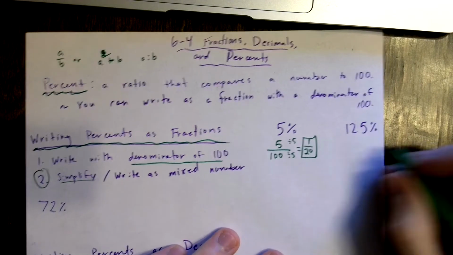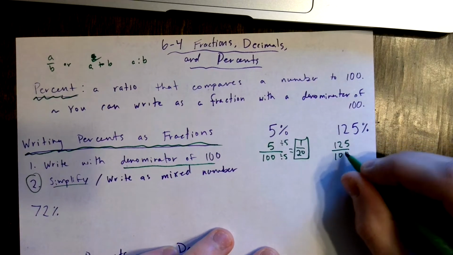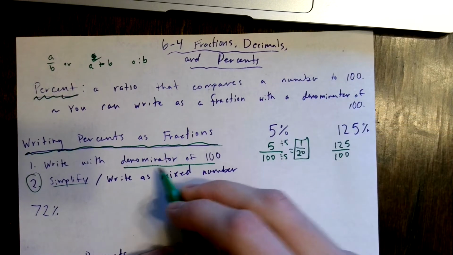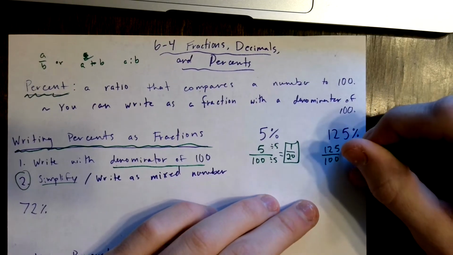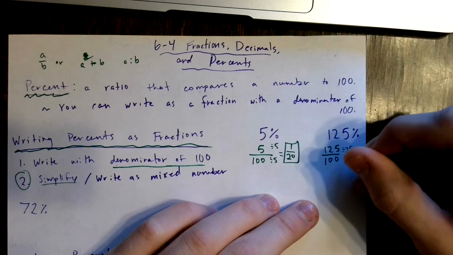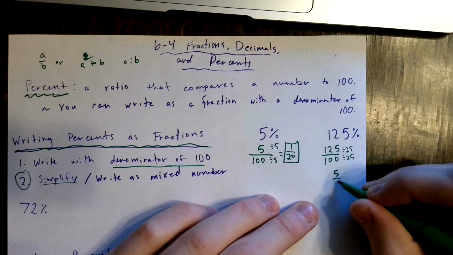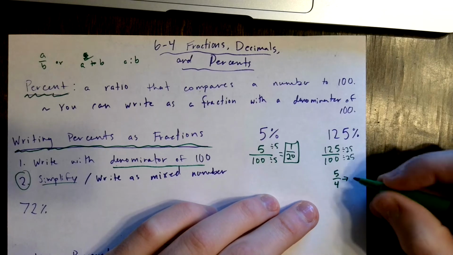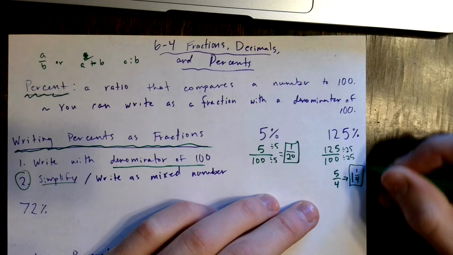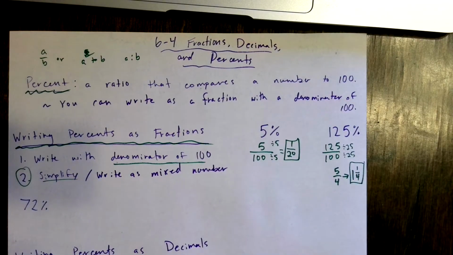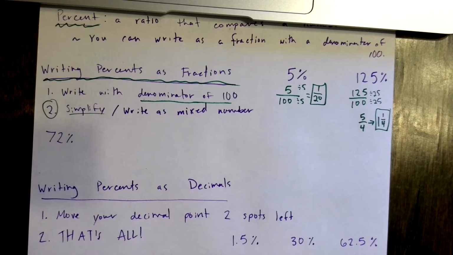Let's try our next one here. We have 125%. I'm going to write as a fraction. Make sure to put 100 as the denominator. From there, all we have to do is simplify. I can see that these both can be divided by 25, and we'll get 5 on top, 4 on bottom. And our last step, move that to a mixed number, 1 full with 1/4 left over. Nice and easy. As you can tell, this shouldn't be too tough for you. Something that we've seen before.